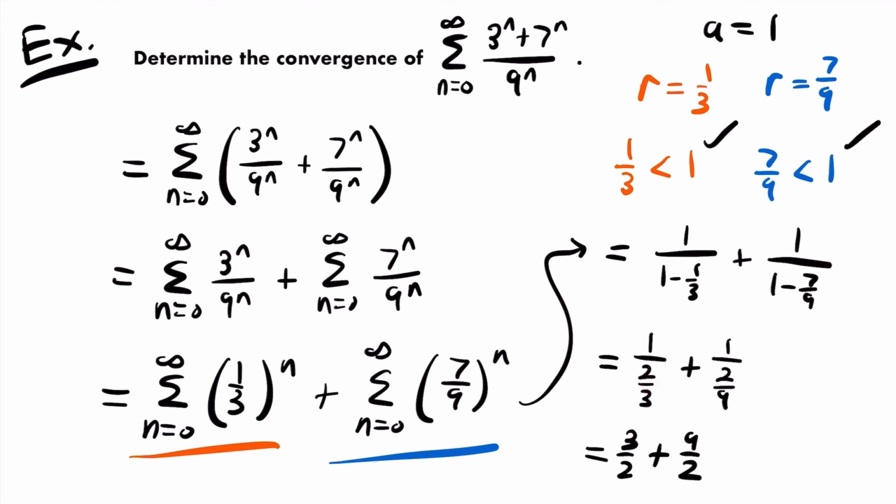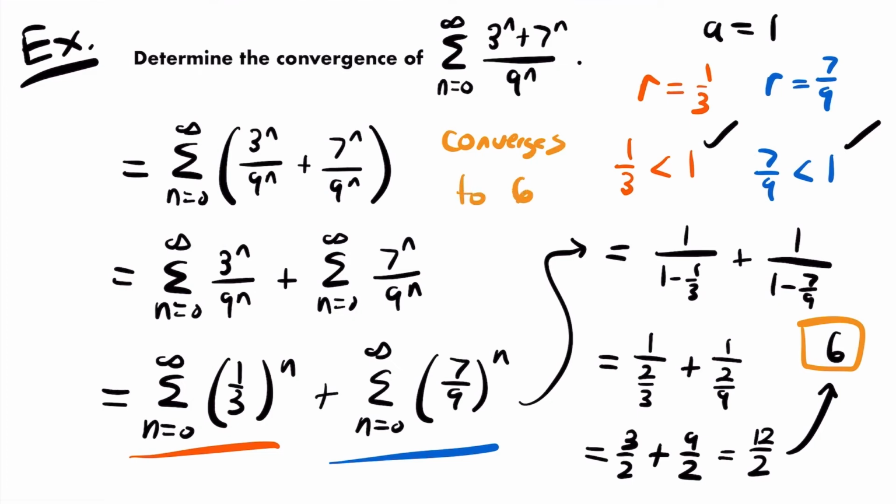The reciprocal of 2/3 is 3/2 if we flip the numerator and denominator, and then the reciprocal of 2/9 is 9/2. Now 3/2 plus 9/2 is going to be equal to 12/2, which is equal to 6. And so 6 is the sum of this series. In fact, it's the combined sum of two separate geometric series. All right, so in the end, we can conclude that our original series converges to 6. Okay, so that is the final solution for this example. Let's look at a different example.